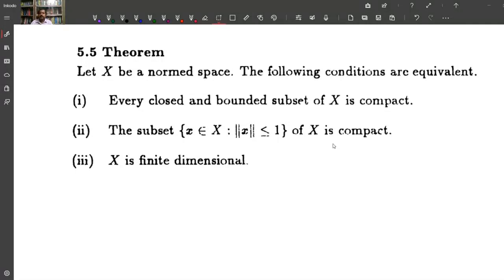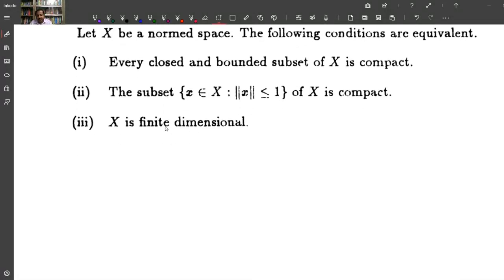So we prove this theorem. This theorem states that let X be a normed space, then the following conditions are equivalent. 1. Every closed and bounded subset of X is compact. 2. The set of x belonging to X such that norm x is less than or equal to 1 is compact. The third condition is that X is finite dimensional. So we are going to show that all these are equivalent, for which first we prove 1 implies 2.